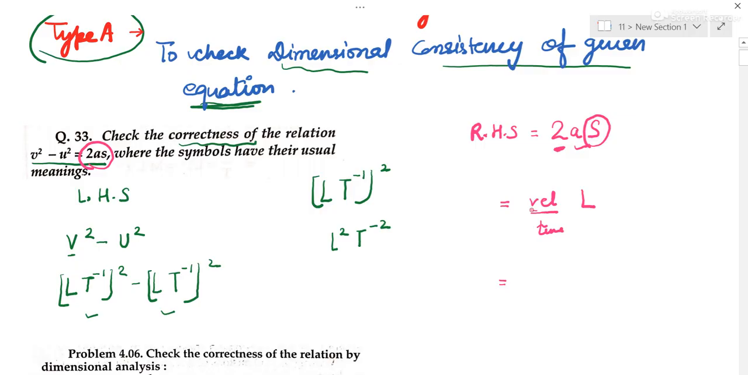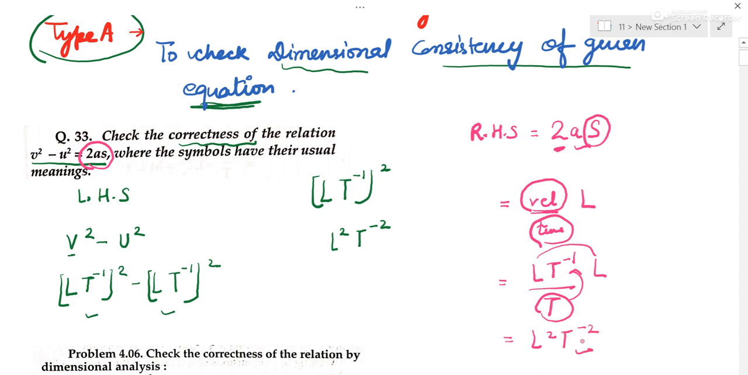So velocity's dimensional formula you should know, it is Lt minus 1. Time is T and this is L. So L into L is L2 and this will go up. So one power will be subtracted. This is T minus 2. So yes, the dimensions of the left hand side are equal to the dimensions of the right hand side. So you can say the equation is dimensionally consistent, valid, correct, dimensionally.